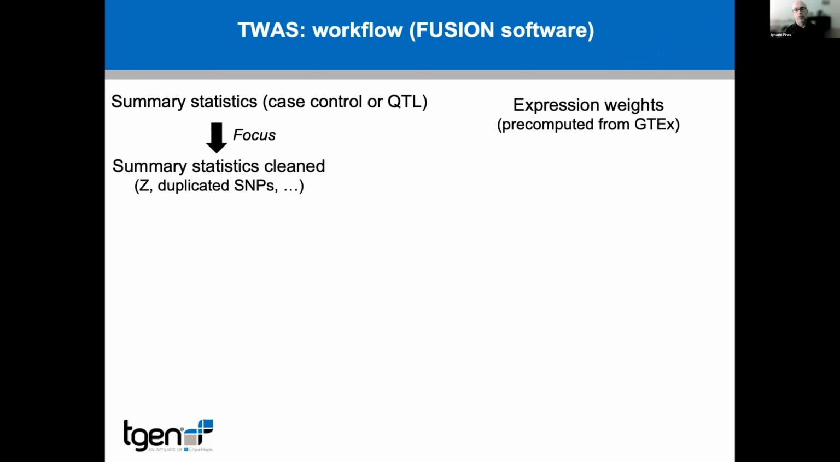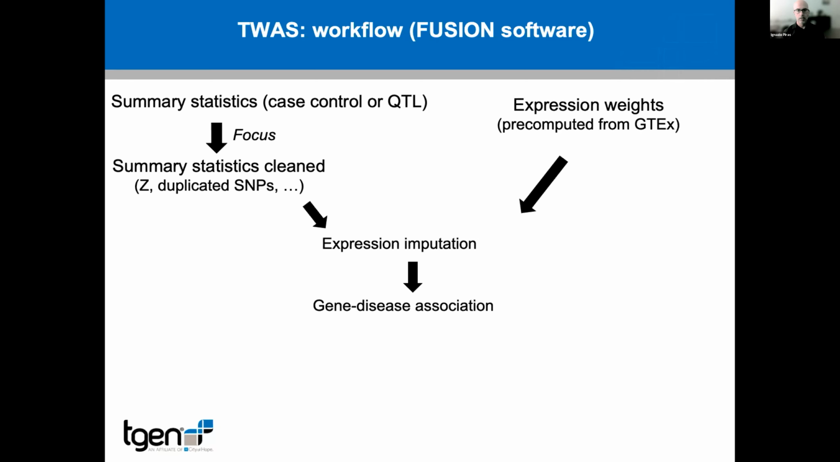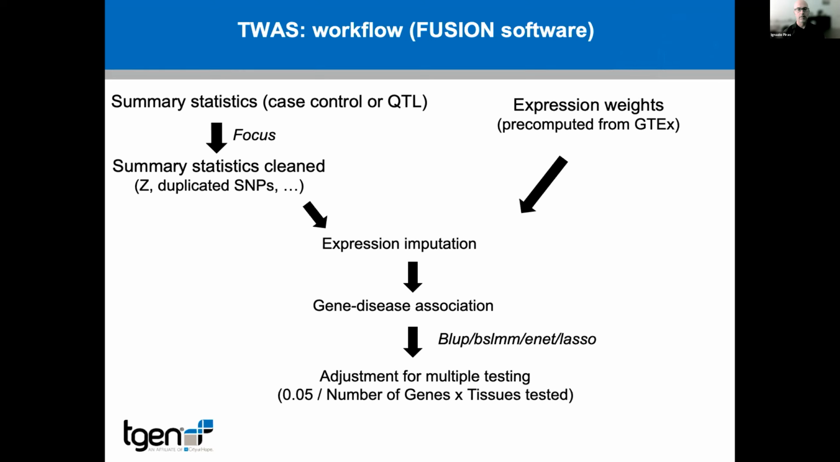And then we need expression weights. If we use FUSION, we can find these pre-computed weights from GTEx, so we don't need to do additional analysis, but we can also compute our own weights starting from some other data set. We do the expression imputation, of course, this is oversimplified, and we run the gene-disease association with different models. And we adjust the result for multiple testing. Usually we adjust the result accounting for the number of genes tested and the tissues tested according to our hypothesis.